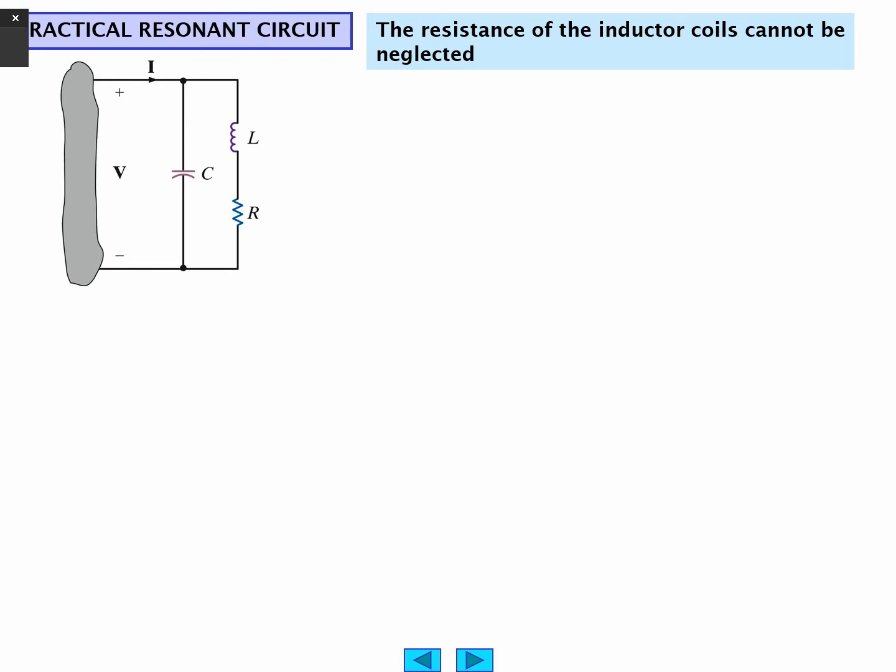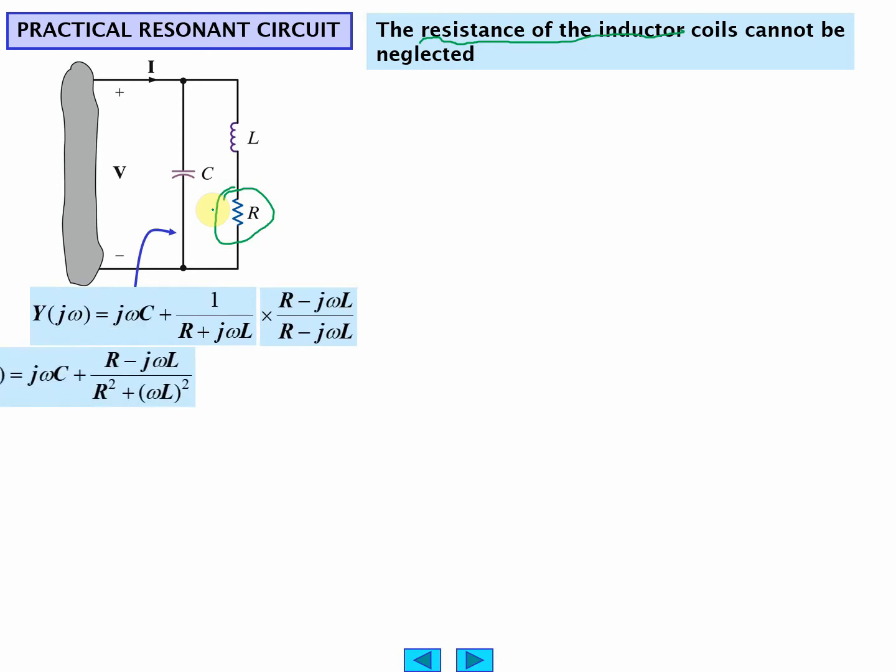Okay, so now we're at a point where we got to think about reality a bit. And it has to do with the fact the resistance of the inductor coil cannot be ignored. It's got a real value to it. So if you try to hook up a capacitor and an inductor in parallel like this, you're going to have this sitting around. It's parasitic, no matter what you do.